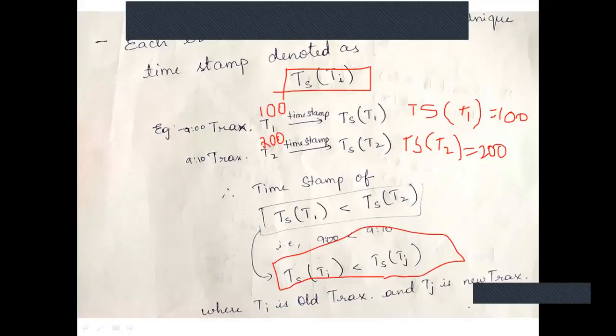I hope you are understanding. Transaction Ti, suppose transaction T1, comes first, so the value assigned to it is the old, or smaller, value, whereas Tj is the new transaction, and its value gets incremented. Same as here: T1 came first and its value is 100, then T2 came and its assigned value is 200. So 100 is less than 200. That's the condition: TS of Ti is less than TS of Tj.